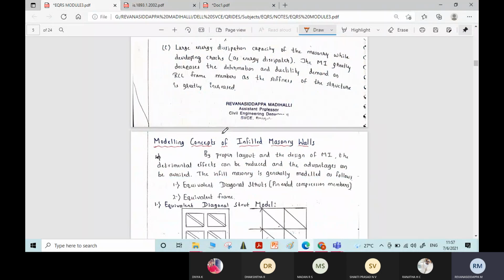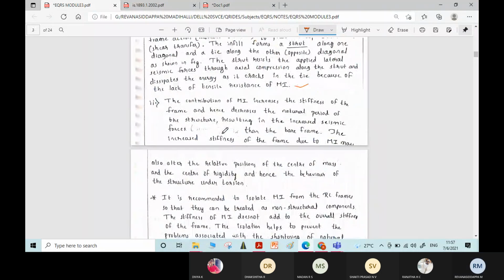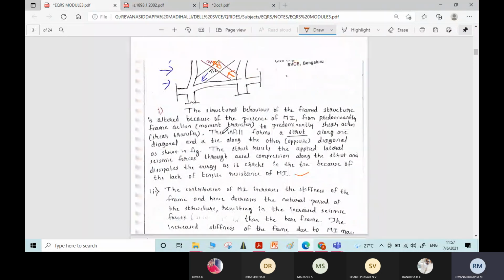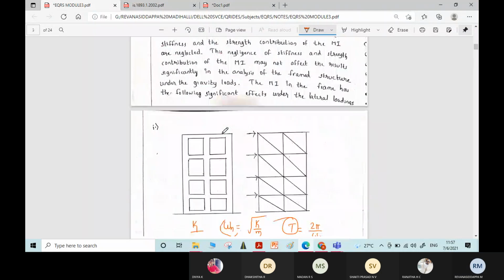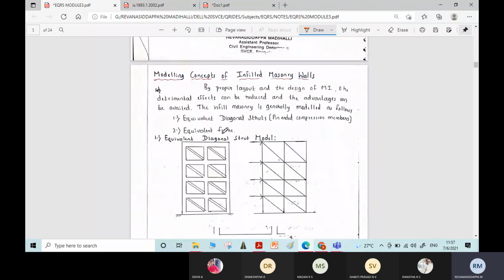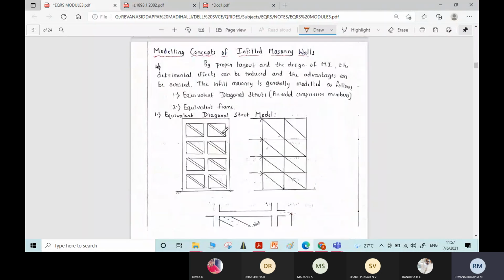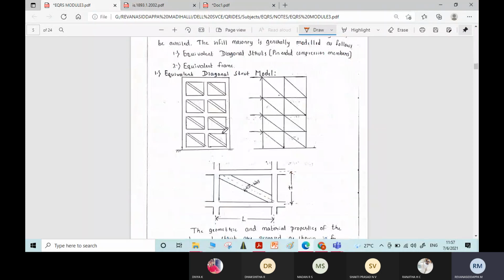This is about the effect of masonry infill walls on frames. The next topic is modeling concepts of infill masonry walls. Please write all these three figures. Please write these figures. Take 2 to 3 minutes.